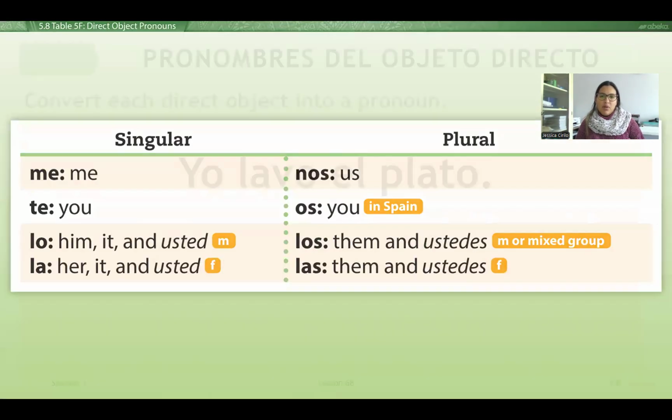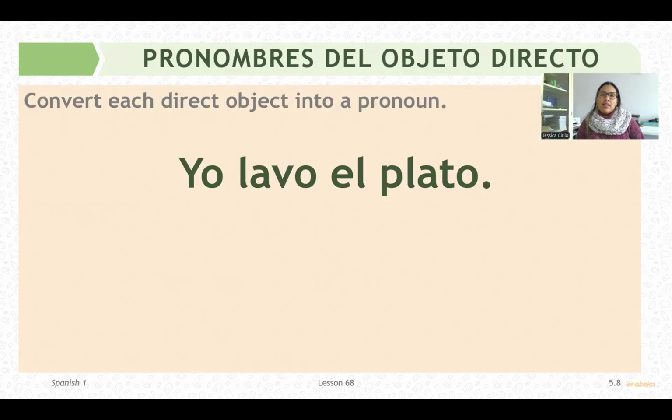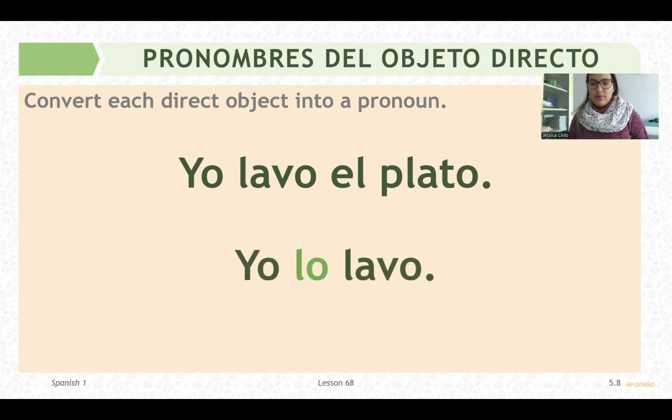Okay, now this is the table we just saw. And then now they want you to convert each direct object into a pronoun. So yo lavo el plato. What is this? I wash the dish or the plate. And el plato is the direct object, okay? So it's singular, masculine, so you are gonna use lo. So yo lo lavo, okay? The lo goes before the verb lavo, yo lo lavo.